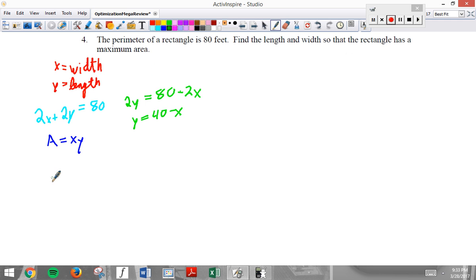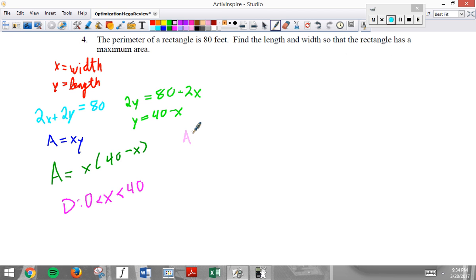So our new improved A equals x times 40 minus x. I consider domain before simplifying. Well, it surely is not going to be a rectangle if x is 0 or less. And if x gets bigger than 40, y stops being a nice side also. So we're stuck with this domain. Open endpoint bounds. That's what I like to see.